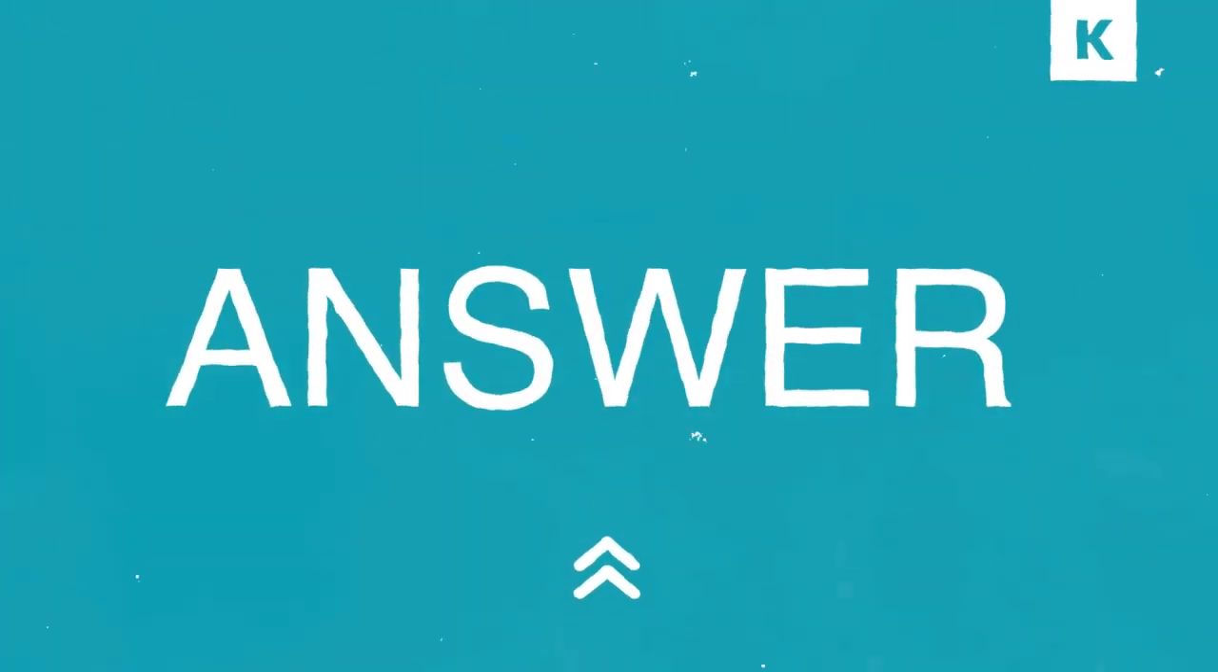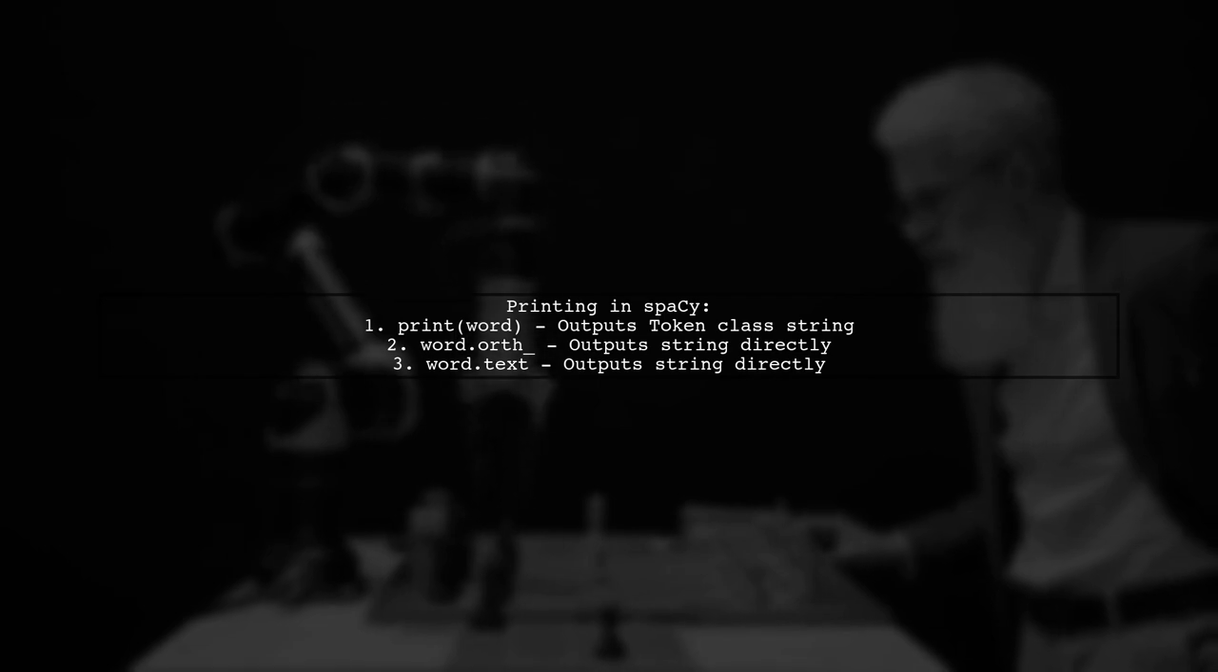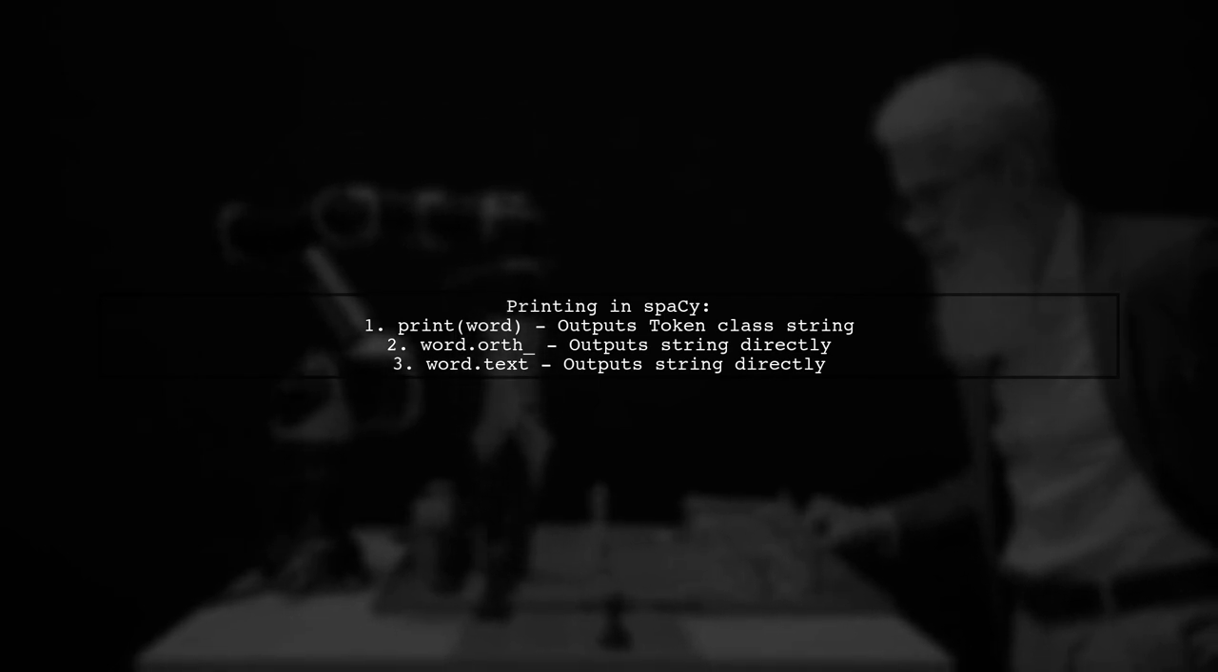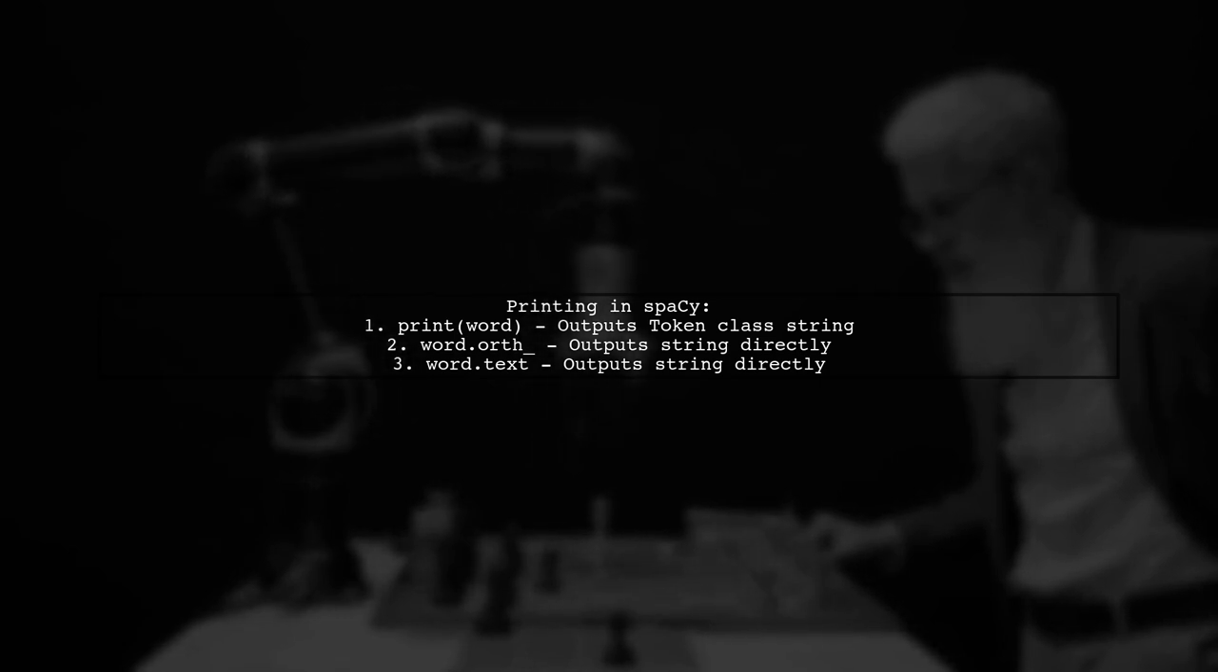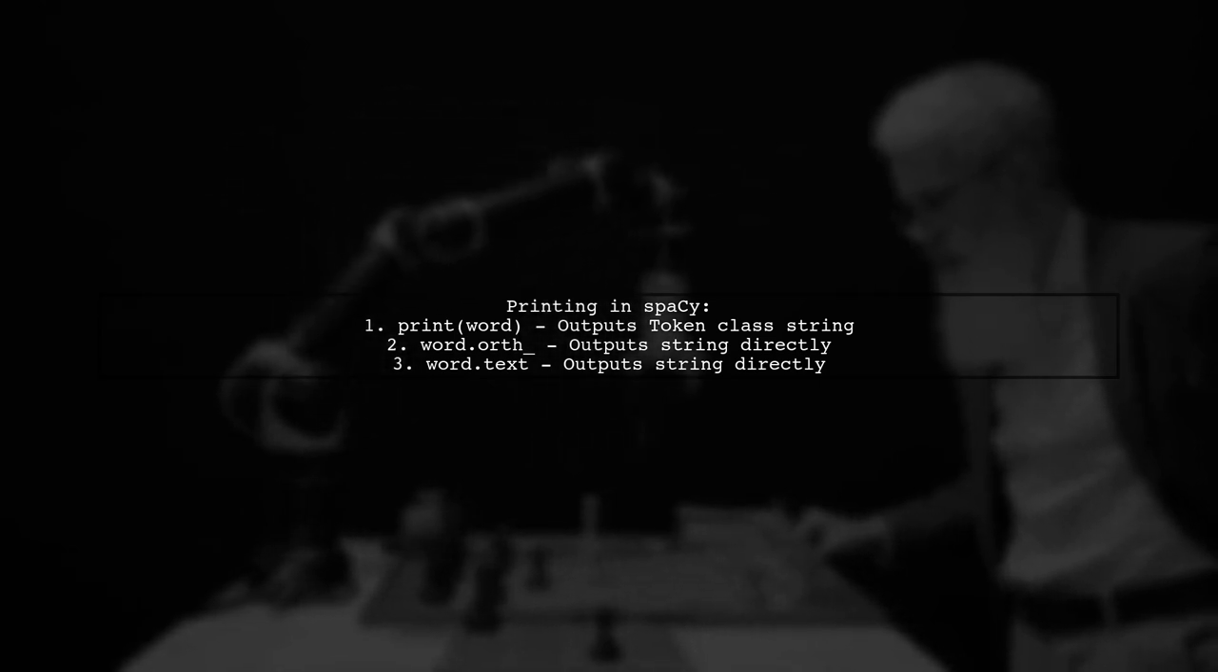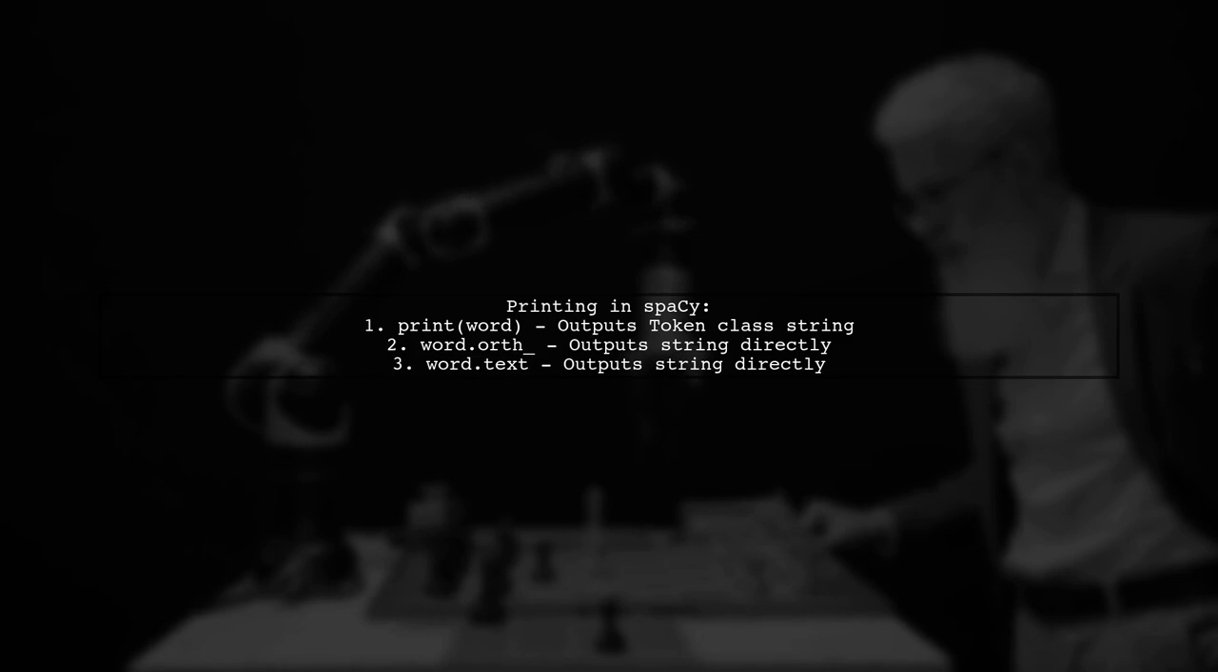Let's now look at a user-suggested answer. When you print a word in spaCy, you're actually printing the token class, which outputs a string representation. This is different from printing word.orth or word.text, which give you the string directly.